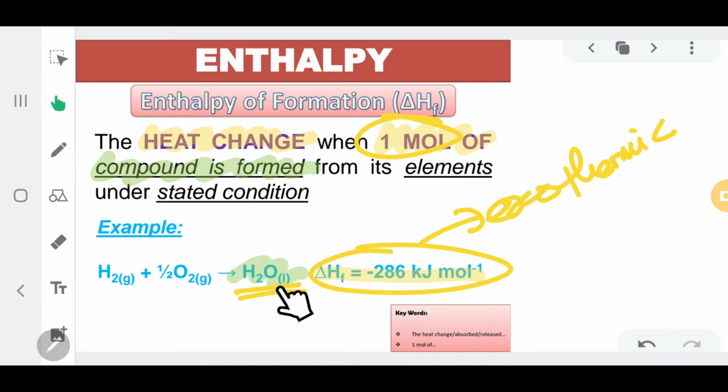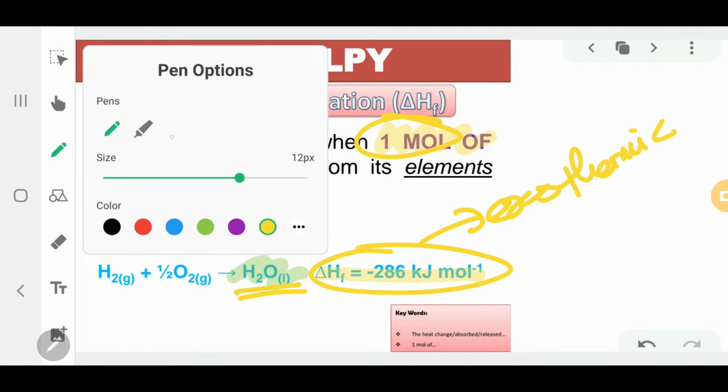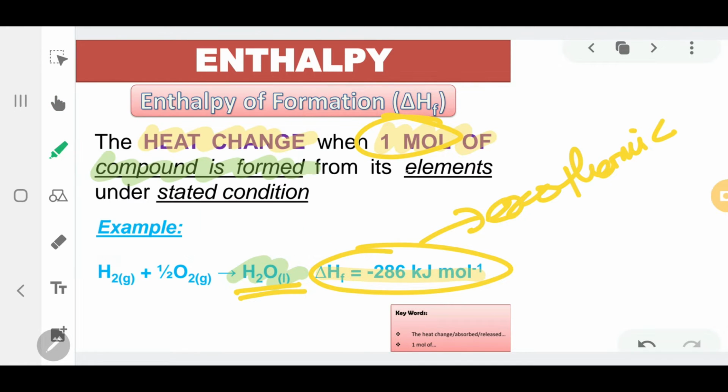And the H2O here, H2O liquid, needs to be formed from its elements. The elements are H and O. So you have H and O. So that is the enthalpy of formation.